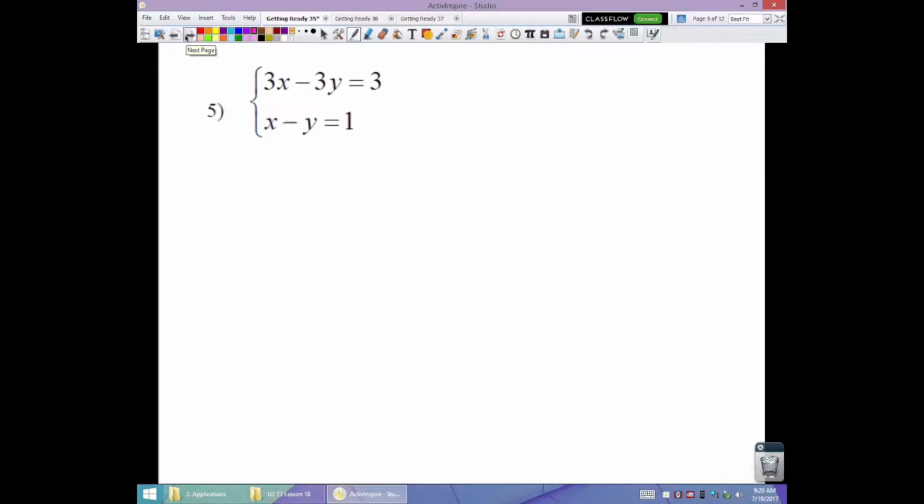All right. Number 5, same directions. Let's rewrite each of these in slope-intercept form. So first equation, we need to isolate the y. We'll subtract 3x on both sides. So again, we have a negative sign in front of our y term, so don't lose that. Negative 3y equals negative 3x plus 3. Divide everything you see by negative 3. So we have y is equal to x minus 1.